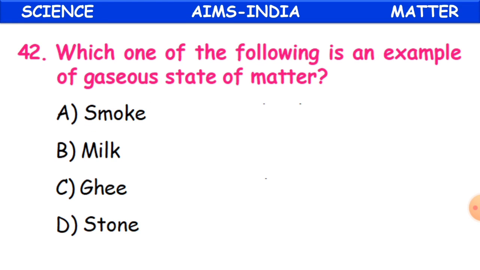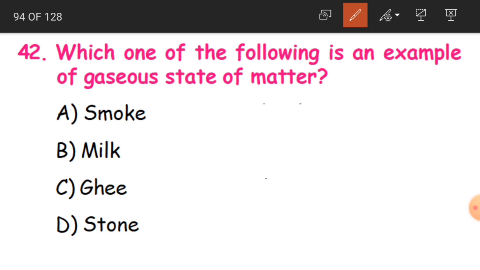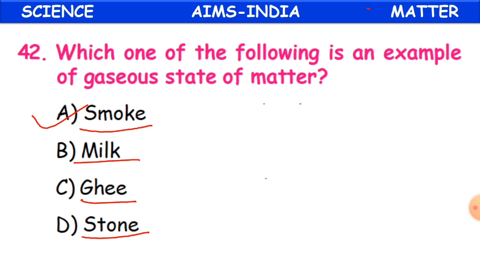Clear? Now, 42nd question. Which one of the following is an example of gaseous state of matter? Smoke, milk, ghee, or stone? So what do you think? Gaseous state of matter which we cannot see. Yes, smoke. Smoke in the sense we can see the smoke, but the form of the smoke is gas. Inside the smoke, like carbon dioxide or some other chemical, we cannot particularly see what is what. Whereas milk, ghee, stone are the other states of matter which we can see.